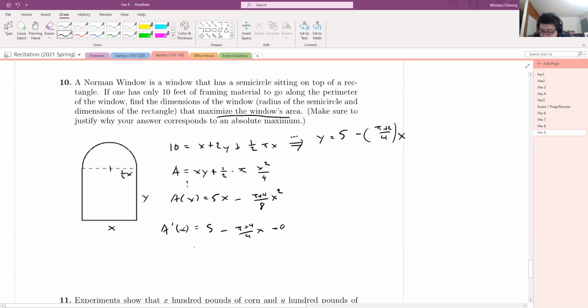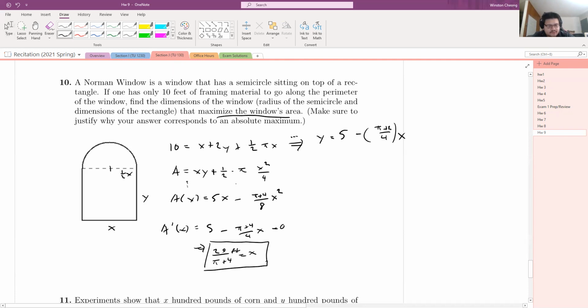And when we solve, okay, this one I claim you can just do in your head. So you get 20 over pi plus 4 is equal to x. And this is in terms of feet. And just like with all the other problems, you would suppose that this should correspond to the maximum of the window area, but you have to justify that claim, right? So the easiest way to justify is to take yet another derivative.